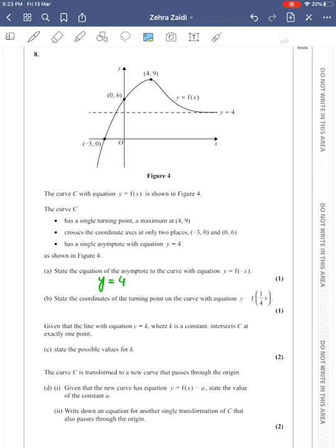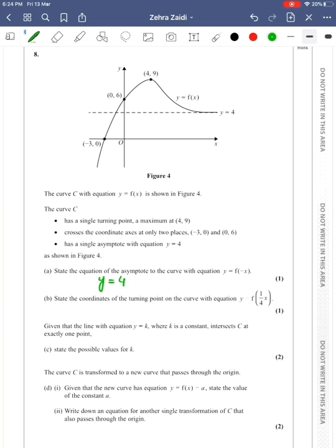to part B. State the coordinates of the turning point on the curve with equation y is equal to f of 1/4 x. So this is a transformation where every x coordinate is divided by 1/4. Alright, we can see the coefficient of x is 1/4, which means every x coordinate on the curve is divided by 1/4. Now we need to see that with this transformation, what happens to the coordinate of the turning point. Alright, so let's see.